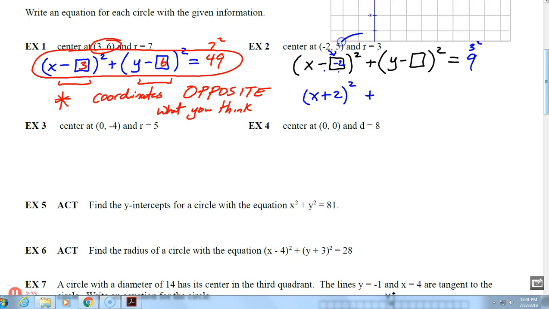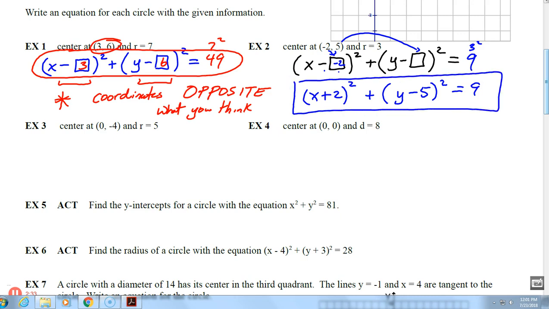Now over here the 5 is positive, so I just stick it in the box and I get y minus 5 squared, and my 9 comes down, and this is the final answer. But notice if you were working backwards and you look at the equation, this plus 2 here is opposite of what it really is, and this minus 5 is opposite of what it really is. So in my mind, that's how I kind of do it.